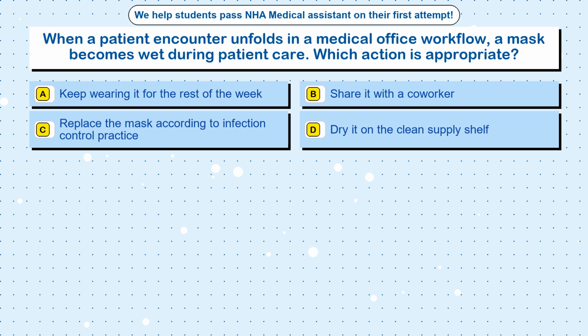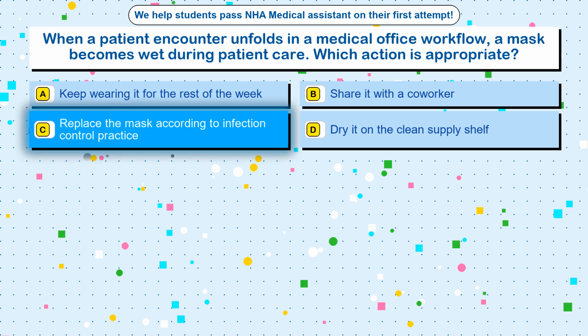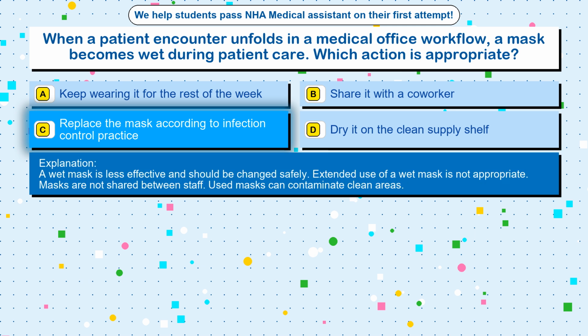Option C. Replace the mask according to infection control practice. Option D. Dry it on the clean supply shelf. The correct answer is option C. Replace the mask according to infection control practice. A wet mask is less effective and should be changed safely.